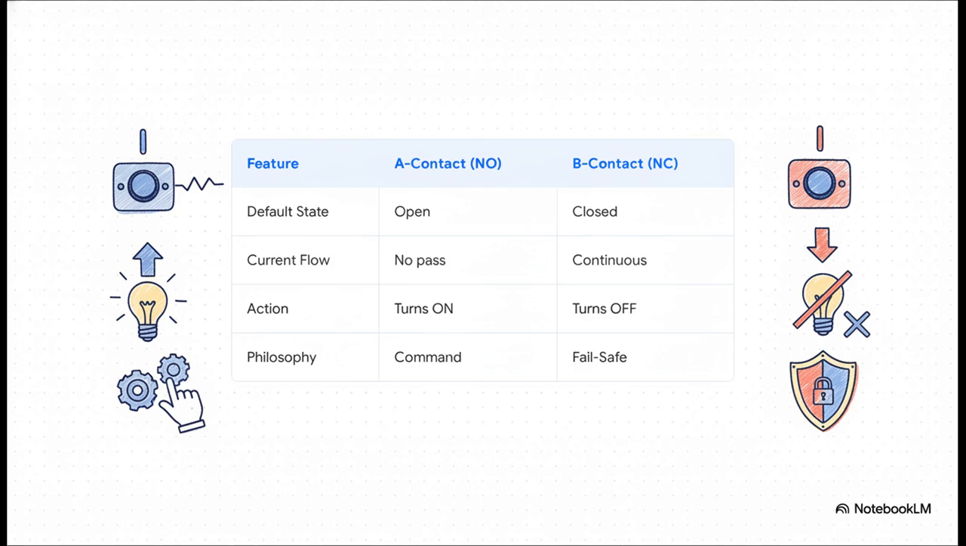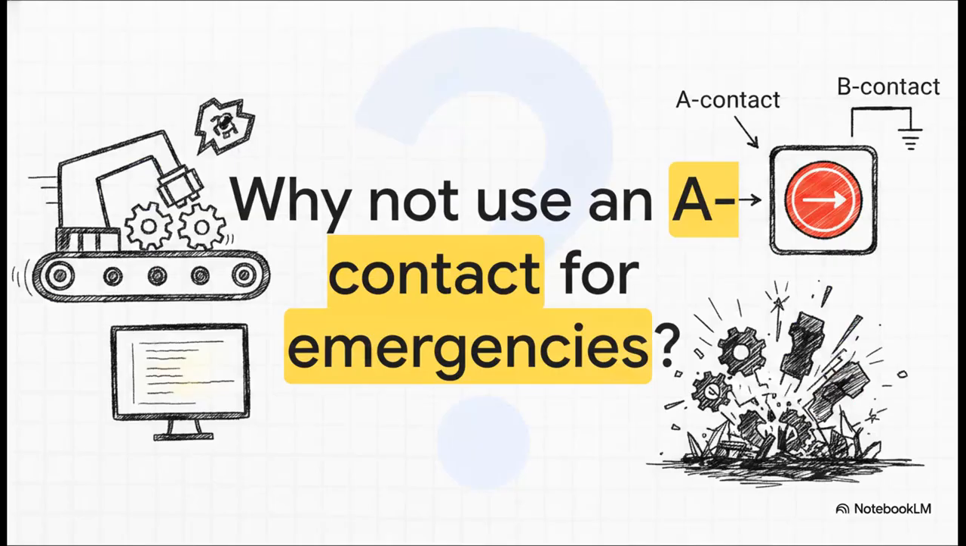This difference isn't just about wiring. It's a massive fail-safe design philosophy. Now, I want you to think about a really serious what-if scenario. What if we took a highly dangerous factory conveyor belt and wired its emergency stop button using an A contact instead of a B contact? You might think, well, as long as pushing it sends a signal to the computer to stop, who cares, right? But oh man, that simple assumption could lead to an absolute catastrophe.